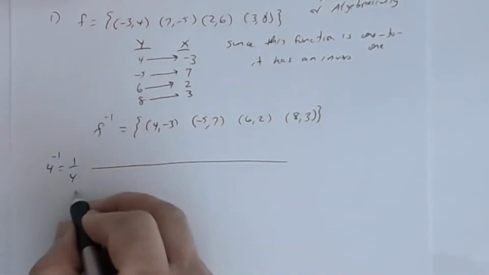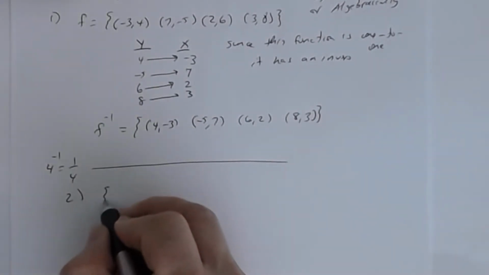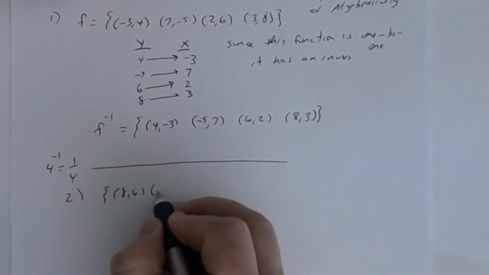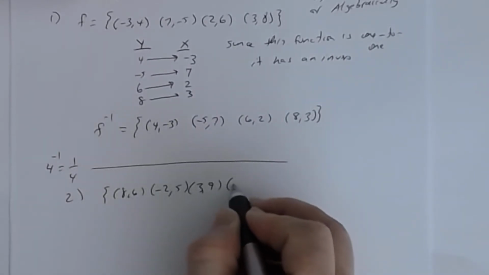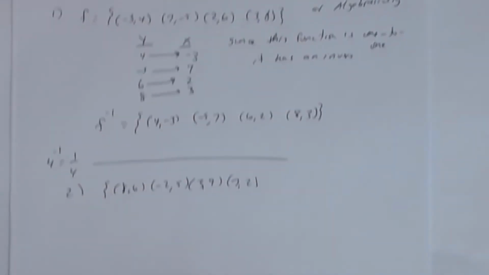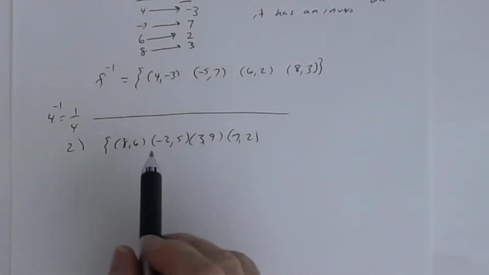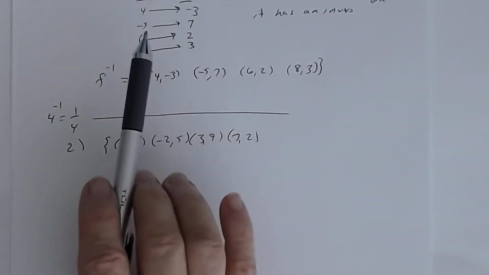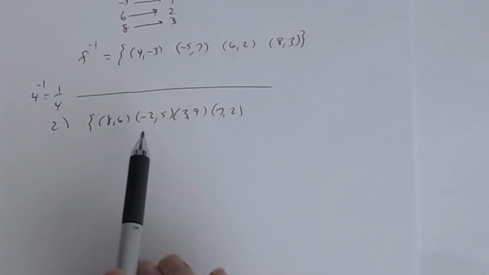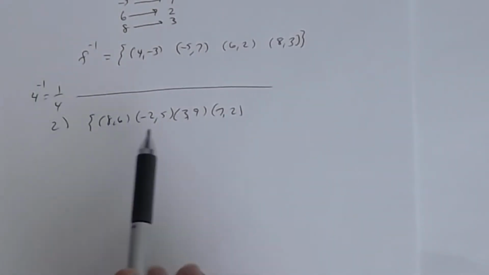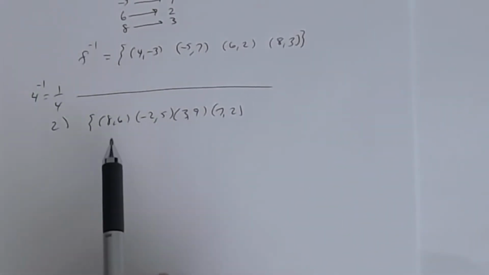So number 2, let's say we had this. You had 8, 6, -2, 5, 3, 9, and 7, 2. All right, so suppose we had that. Now keep in mind that the directions do say find the inverse. So all of these will be one-to-one functions. So all these examples are functions. In particular, they are all one-to-one functions.